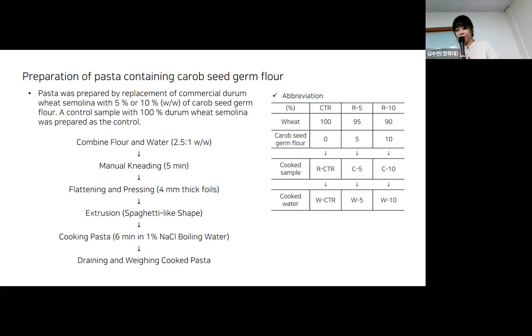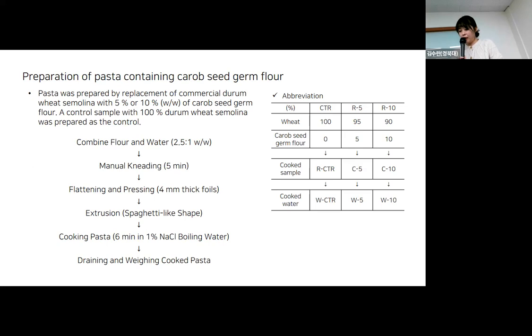And then 100-gram portions of pasta sample were cooked in 1 liter of boiling water with 1% NaCl, followed by draining and preservation of the cooking water. The cooked pasta samples were weighed to determine water incorporation and promptly utilized for polyphenol extraction experiments. As seen on the right side, the samples utilized in this experiment are denoted by abbreviations for convenience. The raw pasta samples containing 5 and 10% of carob flour will be denoted as R5 and R10 respectively, while their corresponding cooked pasta samples will be labeled as C5 and C10.